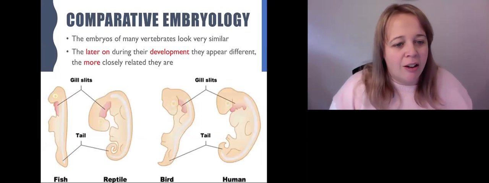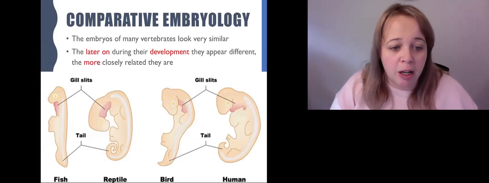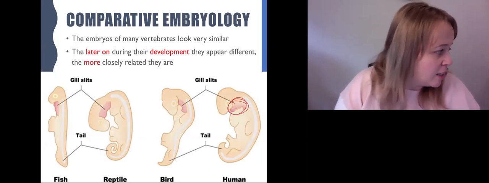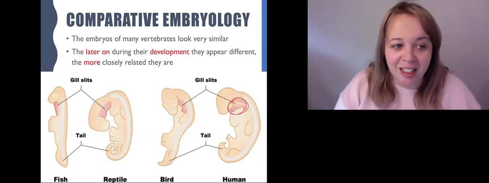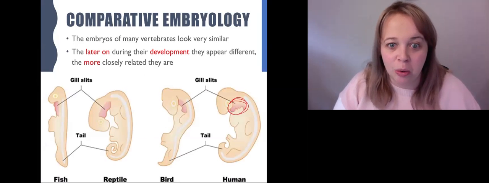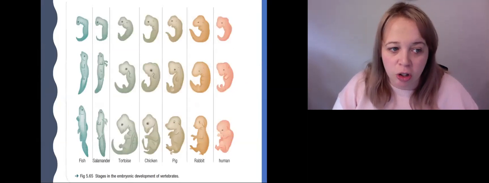So these here are very, very early embryos for a fish, a reptile, a bird, and a human. So it's pretty insane to think that even humans on the right here have these gill slits, which might indicate that we have a common ancestor with fish. How cool is that? This one here is a really nice picture to show you.